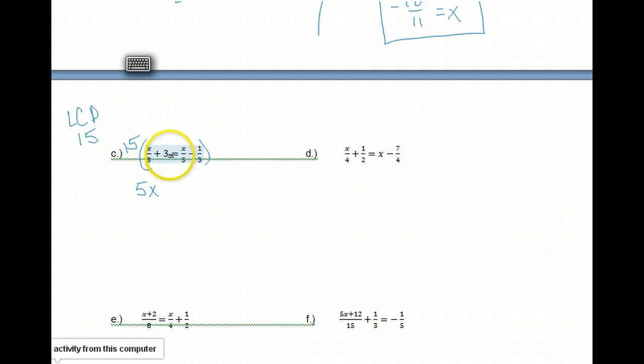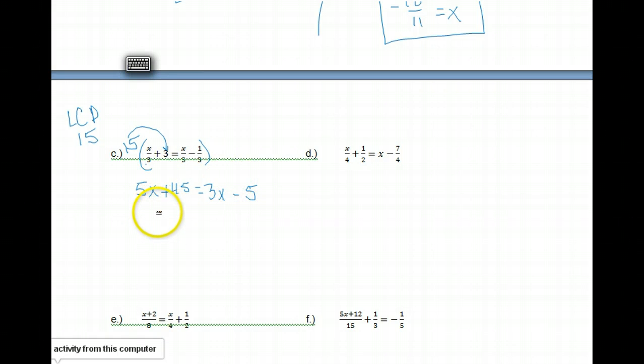For the second part of this, there is no fraction, so that is just multiplication. 15 times 3 is 45. 15 divided by 5 is 3. 3 times x is 3x. 15 divided by 3 is 5. 5 times 1 is 5.